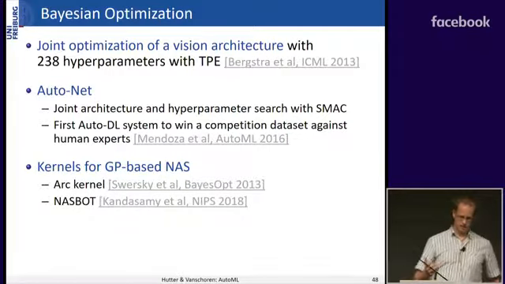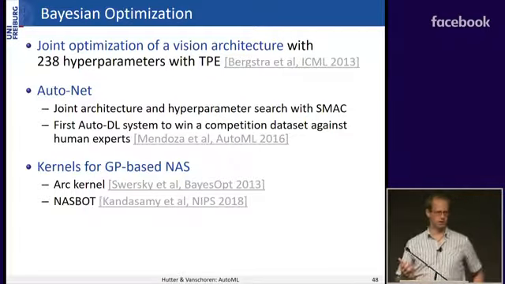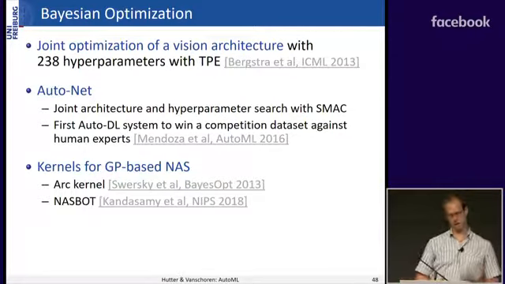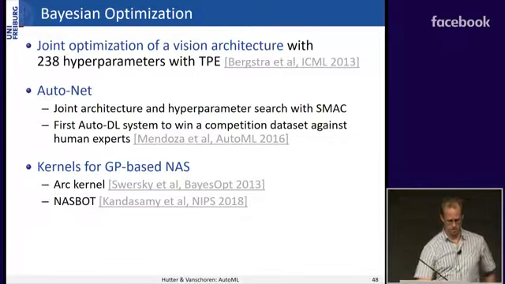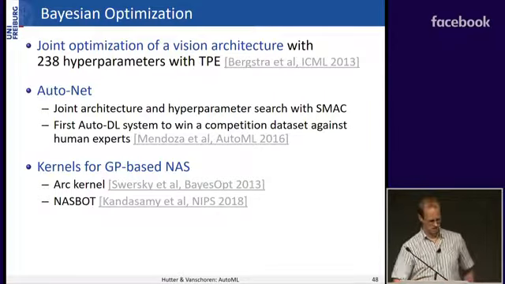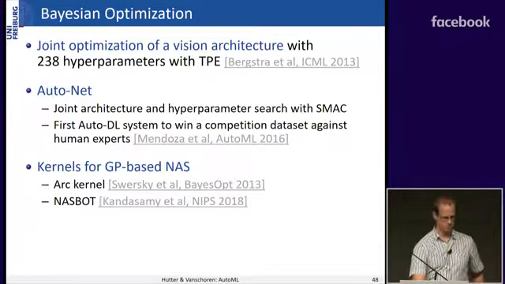Bayesian optimization with Gaussian processes is a bit harder to use for neural architecture search because you need the right kernel. And there are some kernels for neural architecture search. Already in 2013, there was this ARC kernel. And in 2018, there's this NASBot kernel.